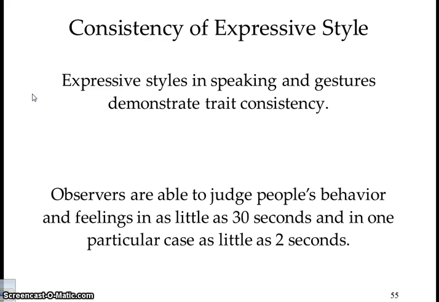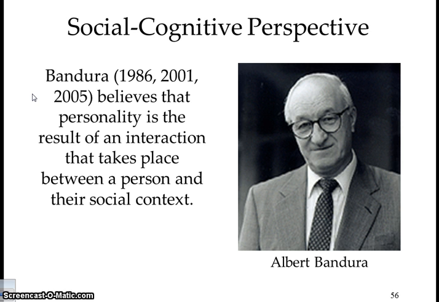Consistency of expressive style. Expressive styles and speaking gestures demonstrate trait consistency. When you look at someone who's actually trained to observe people, they can get somebody's behavior and feelings in as little as 30 seconds. So normally what it means is that we do judge people within the first minute of meeting them. We get their expression, we get their type of personality based on how they express themselves. So, you know, that's how it goes.